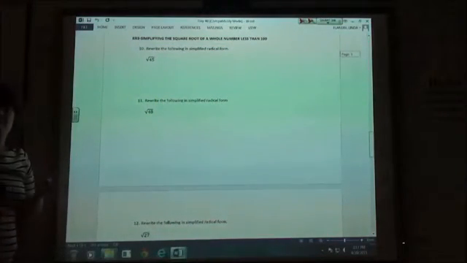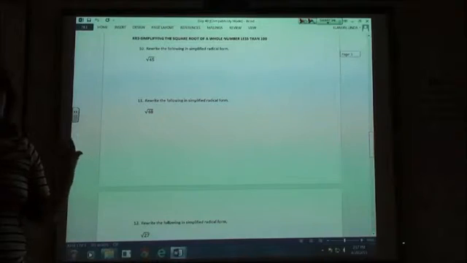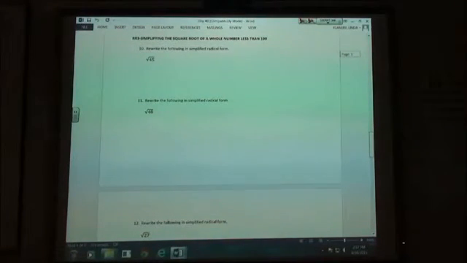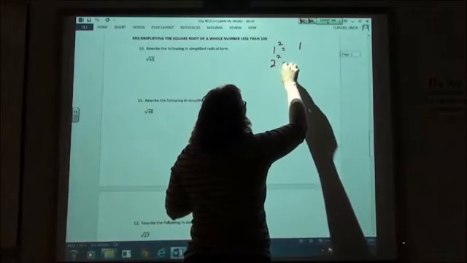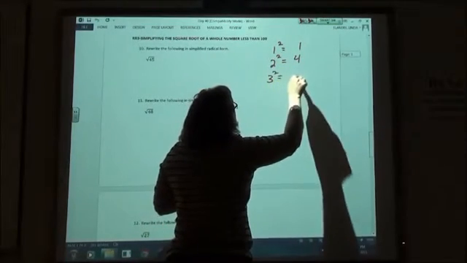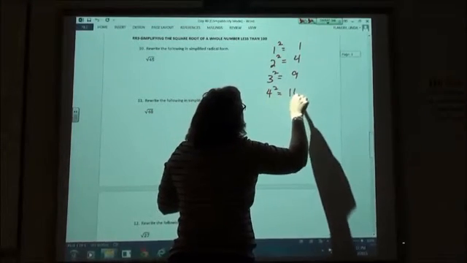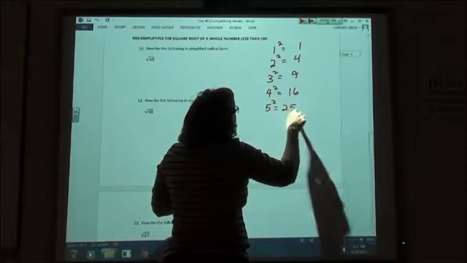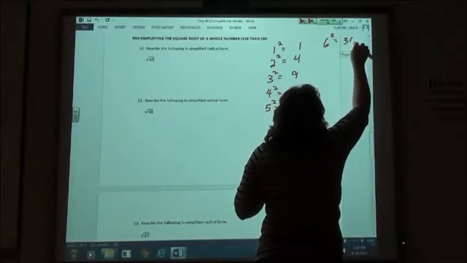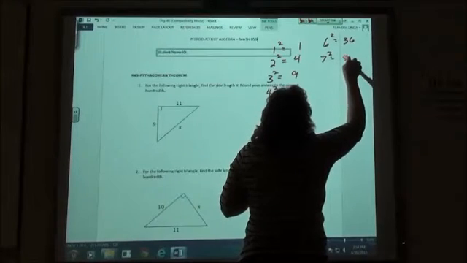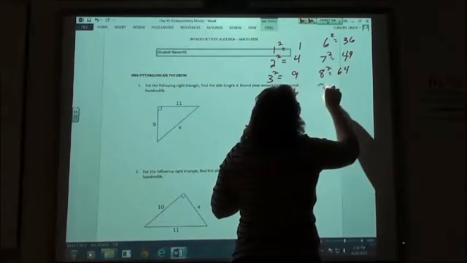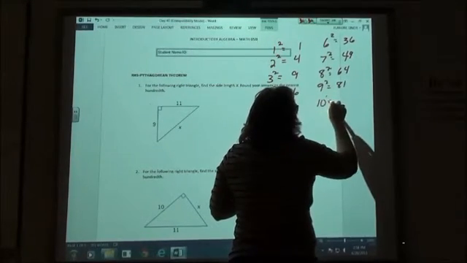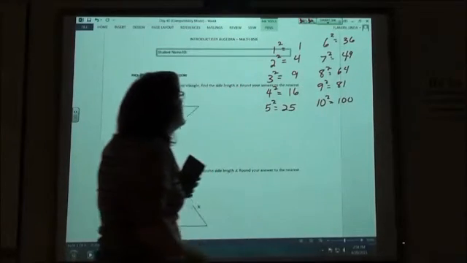We can simplify it by factoring it into a perfect square times its other factors. So when I'm working with square roots, I want to know what my perfect squares are. 1 squared is 1. 1 times 1 is 1. 2 squared, 4. 3 squared, 9. 4 squared, 16. 5 squared, 25. 6 squared, 36. 7 squared, 49. 8 squared, 64. 9 squared, 81. 10 squared, 100. Obviously, I could keep my list going.